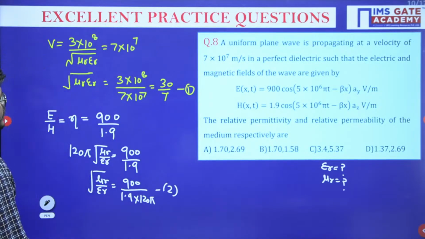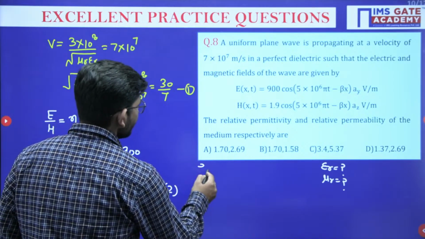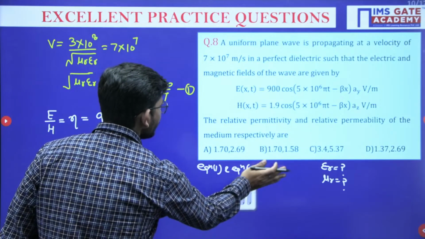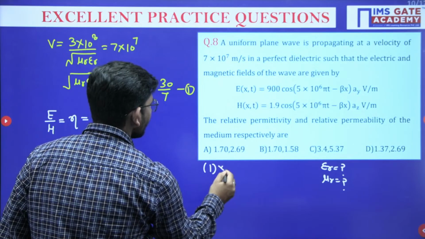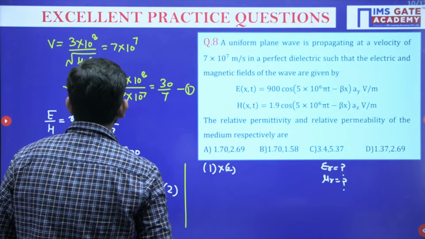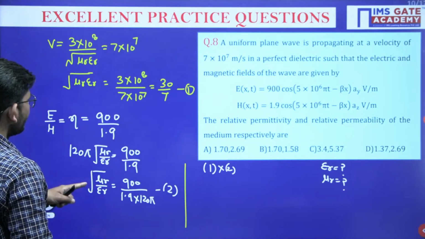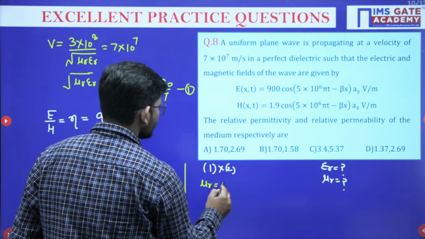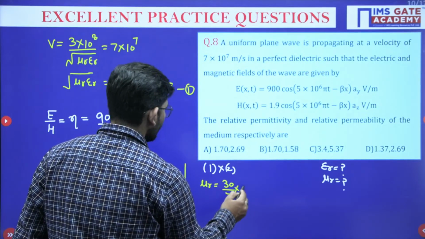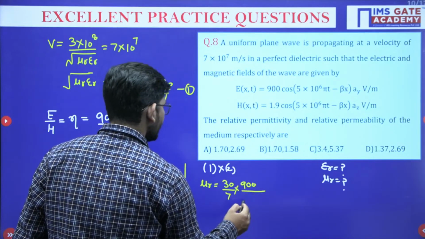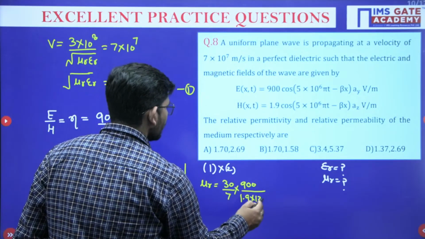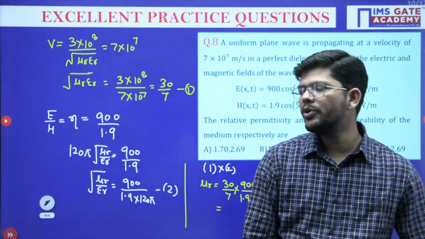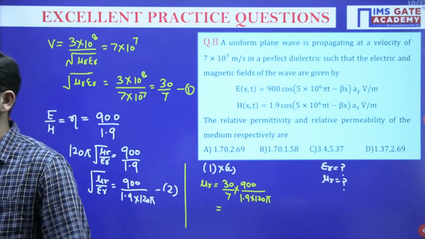Now, from these two equations, if we are going to multiply equation 1 with equation 2, what are we going to get? On simply multiplying, mu r, epsilon r will get cancelled and we will be getting mu r. This will be equal to 30 by 7 into 900 divided by 1.9 into 120 pi. So from here, if you solve it, you will get the value of mu r, and the answer that I am having is mu r is 5.38.